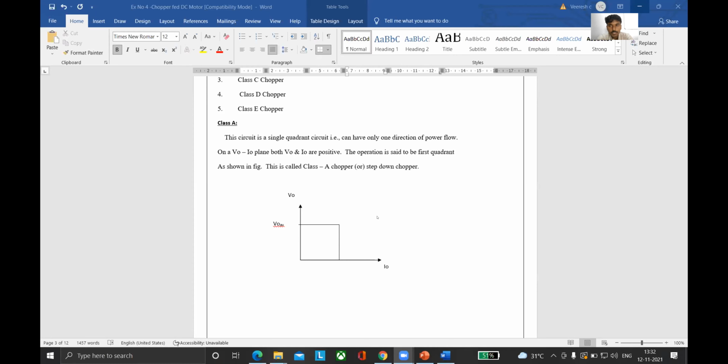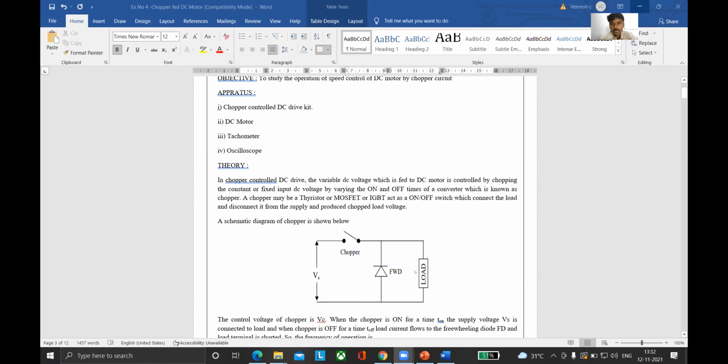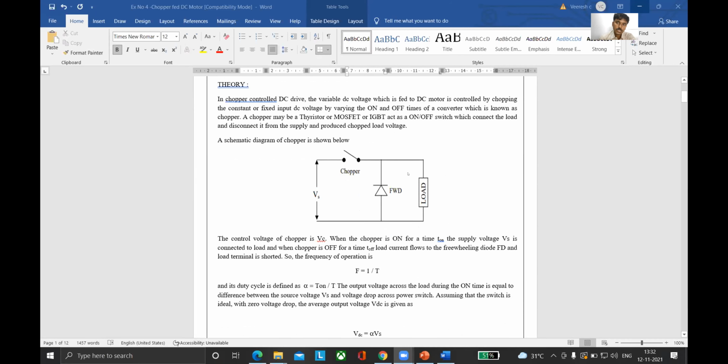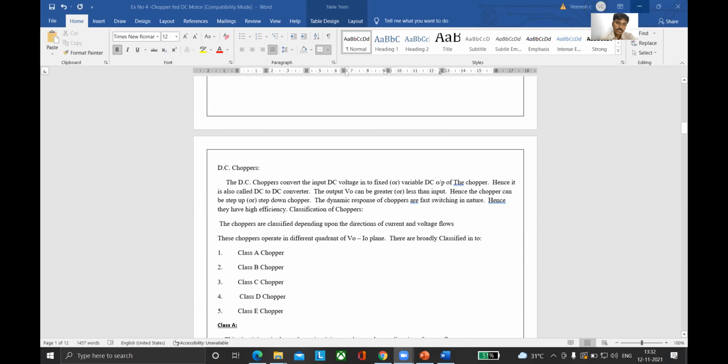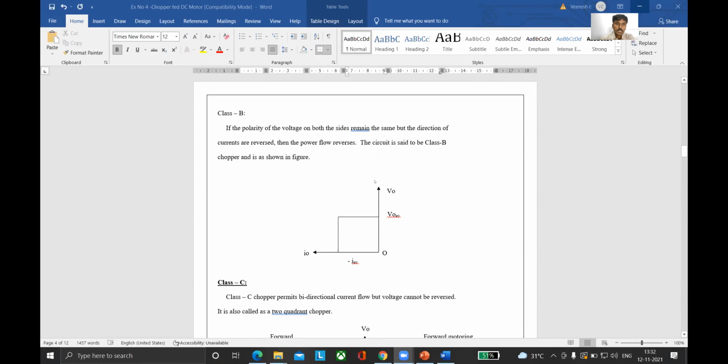In the case of class A chopper, for example, this is the class A chopper. When the switch is on, the output voltage is present. When the switch is off, the freewheeling diode conducts, and the output voltage is 0. But the output current is in the same direction, that is the positive direction. So the output voltage is always positive and the output current is always positive, so it will be operated in the first quadrant. Is it clear? Next, class B chopper.